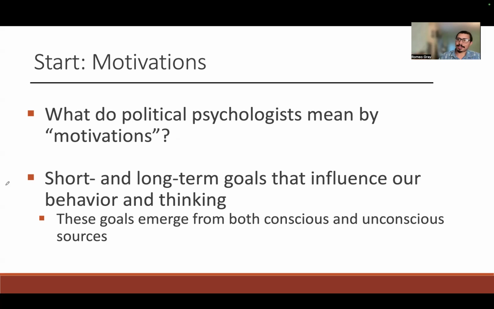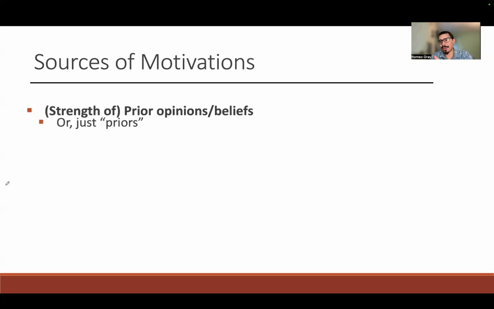As you can see, motivations are short and long-term goals that influence our behavior and thinking. That's a little circular, but we'll get into a bit more detail. These motivations emerge from both conscious and unconscious sources. We might know that we have a certain motivation, a certain goal, a short-term goal, a long-term goal, but sometimes we might not be aware of our motivations at all. We might be aware of the source of our motivations, but not aware that these motivations are influencing the way we think. That's part of the reason why they're really important.